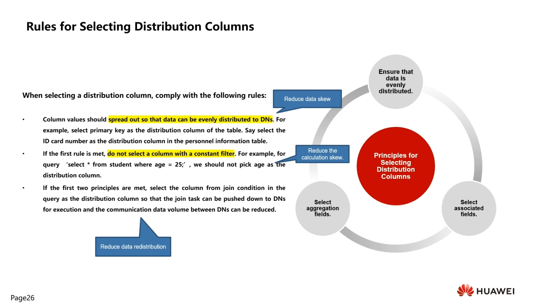If the first two principles are met, it is best to select the column from the join condition in the query as the distribution column, so that the join task can be pushed down to the DNs for execution, and the communication data volume between the DNs can be reduced. This could efficiently reduce the cost of data redistribution.